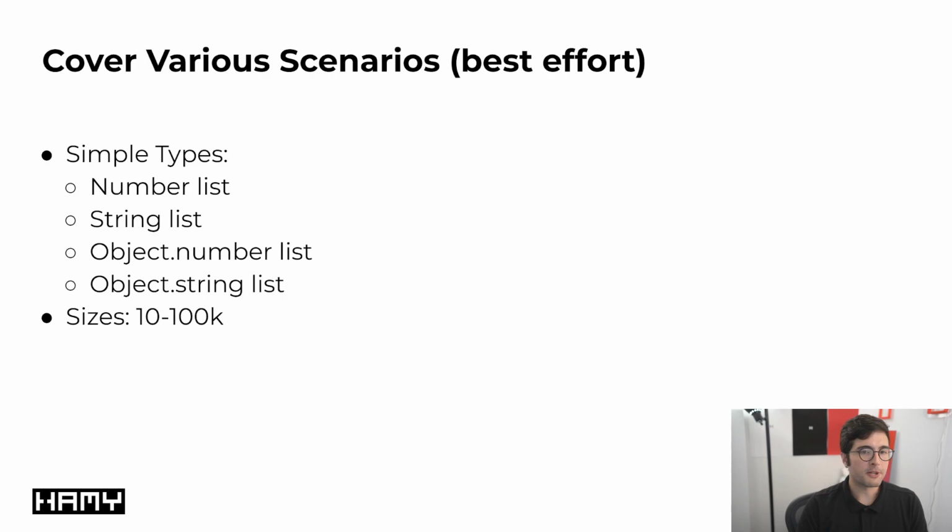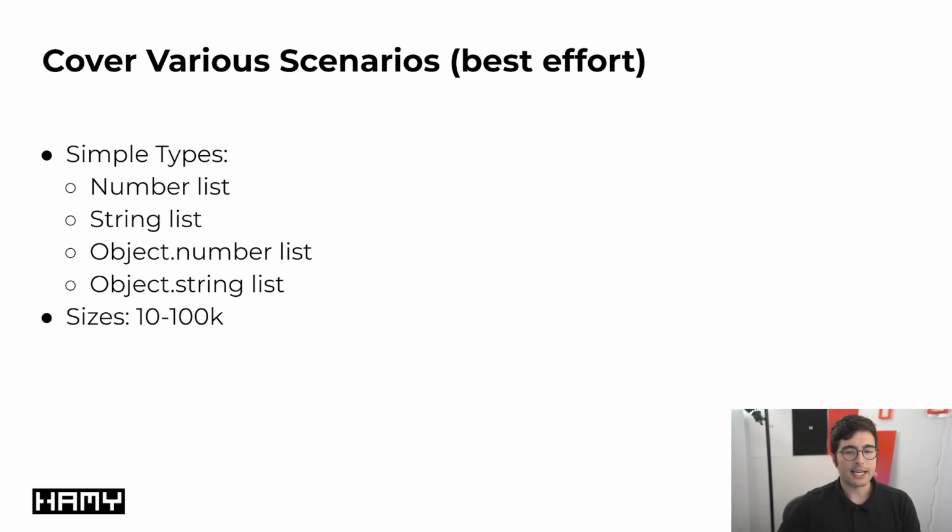All right, first, the benchmark setup. The first principle I wanted was to cover various scenarios, a best-effort case. There are obviously infinite cases of different data types you might have, but I thought we could do an 80-20 here and cover some very simple types, which covers most scenarios. Those are just going to be a simple number list, a list of a bunch of numbers, and a list of a bunch of strings.